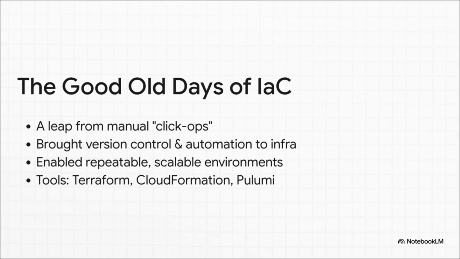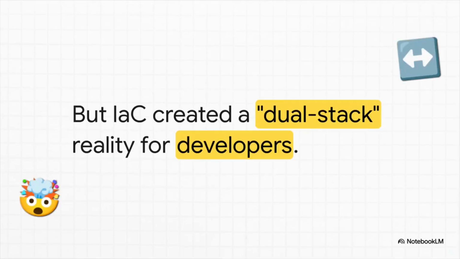I mean, tools like Terraform and CloudFormation saved us from the total chaos of manually clicking around in the AWS console, ClickOps. They brought things like version control and automation to infrastructure, and that was an absolute game changer. But for all the good it did, IaC also introduced a new kind of headache. It created this dual-stack reality. Suddenly, you weren't just an app developer anymore. You also had to become an infrastructure expert, whether you wanted to or not.